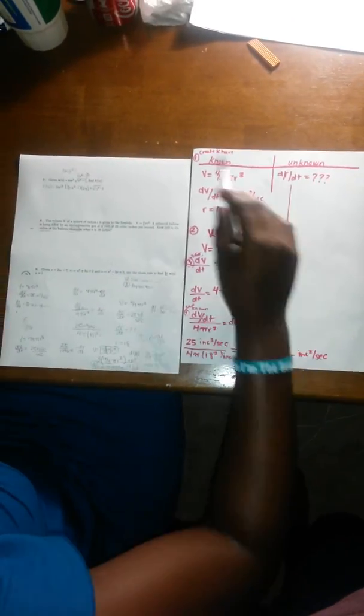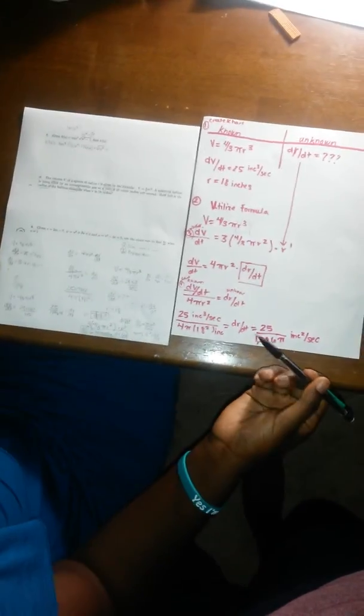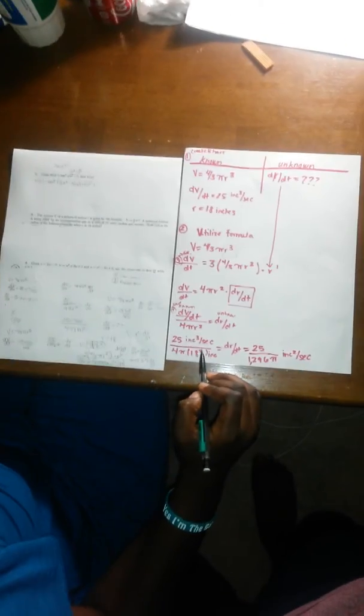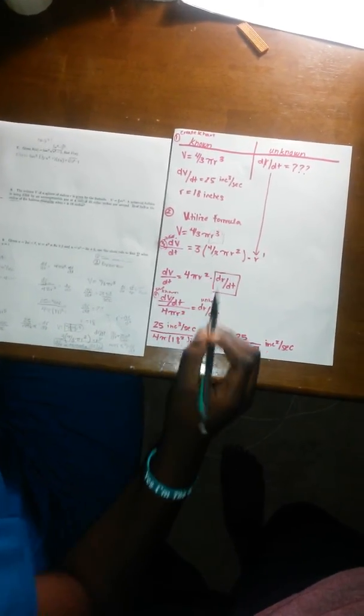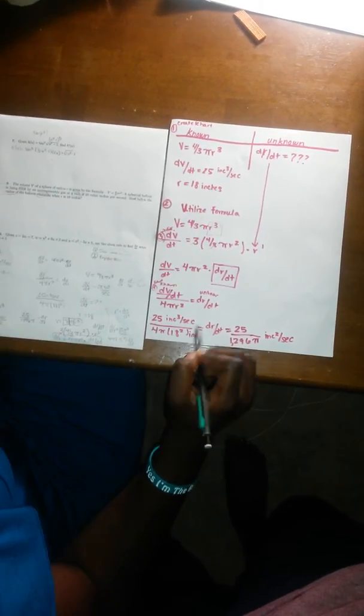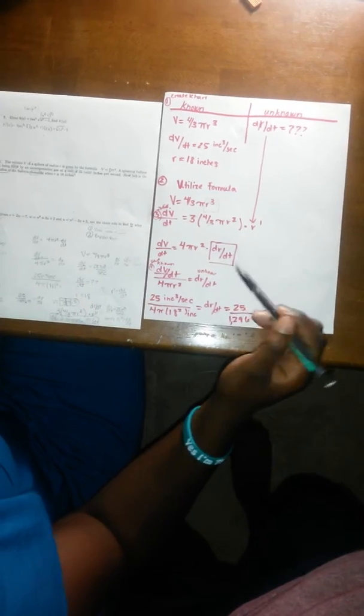And also now it parallels our known to our unknown. So it looks just like we have all our known values and our unknowns. So now we just basically solve by plugging in what we do know. So dV over dt equals 25 inches cubed per second over 4 pi, r equaling 18 squared. And r is in inches, so we have to make sure we keep units the same.